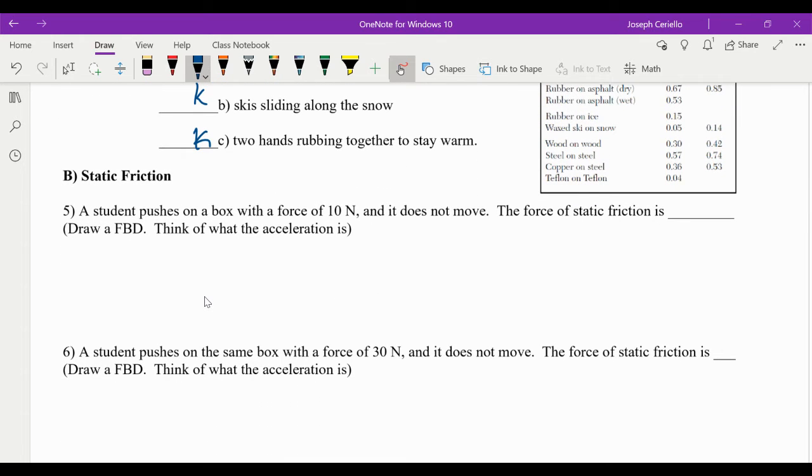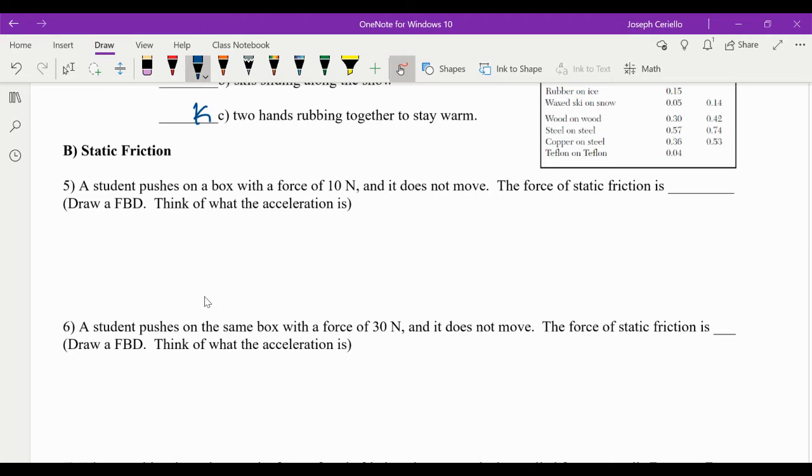All right, so let's look at this question here. A student pushes on a box with a force of 10 newtons and it does not move. The force of static friction is blank. So here's my box that doesn't move. We have negative force of gravity. We have normal force. We have 10 newtons going forward. And we have friction going backwards.